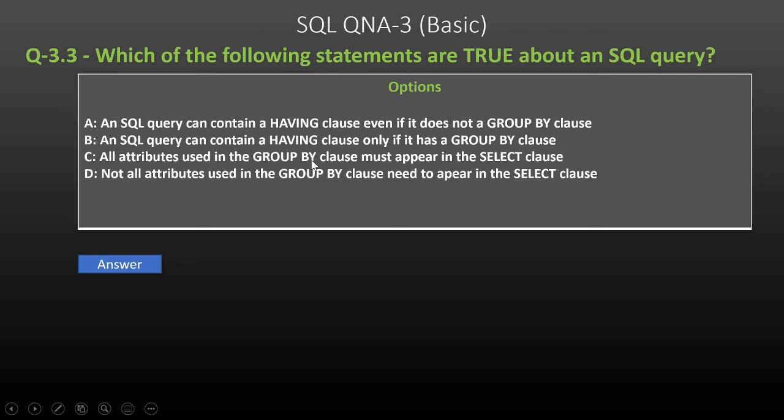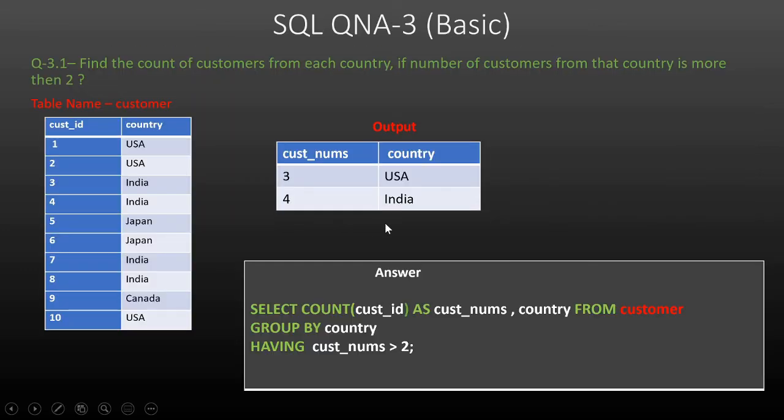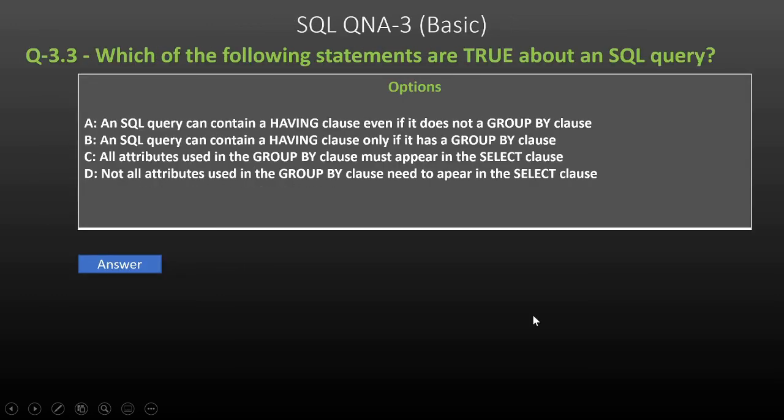All attributes used in the group by clause must appear in the select clause. As you can see in the last query, we saw that we have to use this one in the select. So yes, country should be a part of the select. So this also looks true. Not all the attributes used in the group by clause need to appear in the select clause. This should not be the right one because it's using not. So let's see the answer.